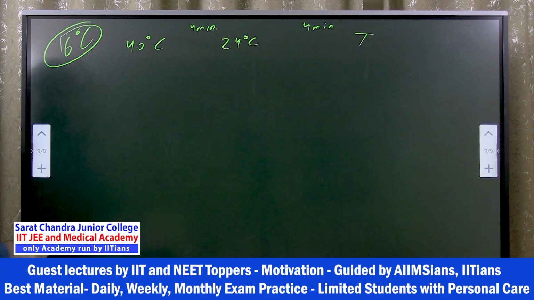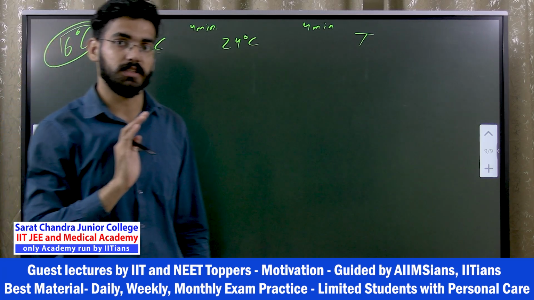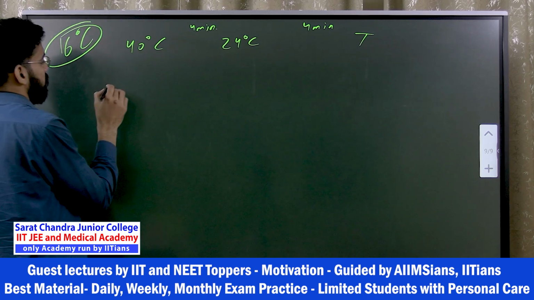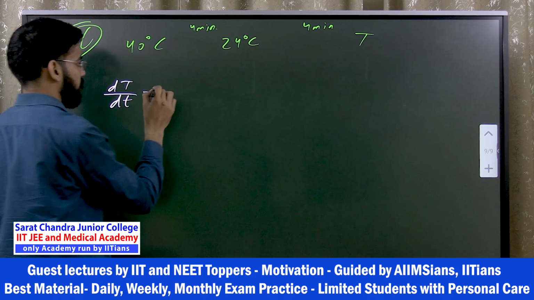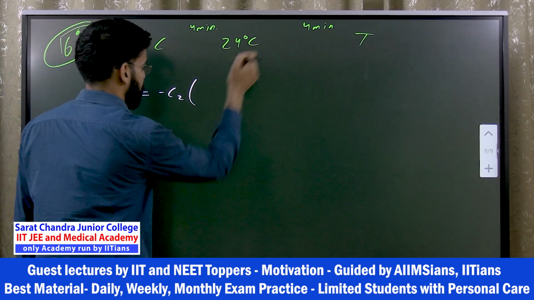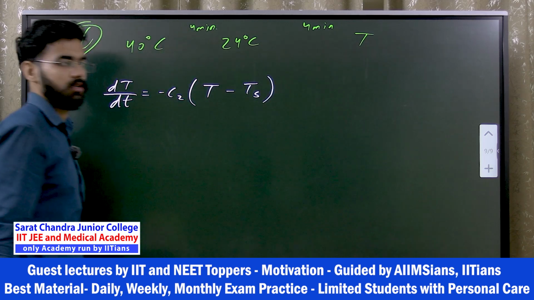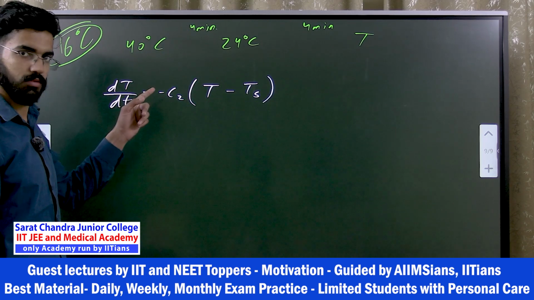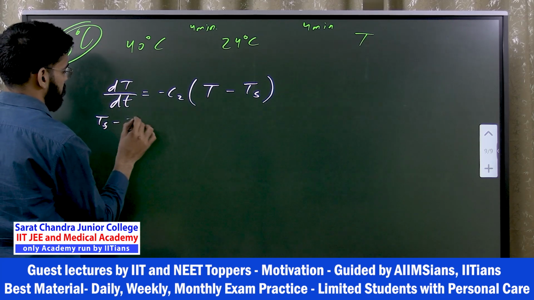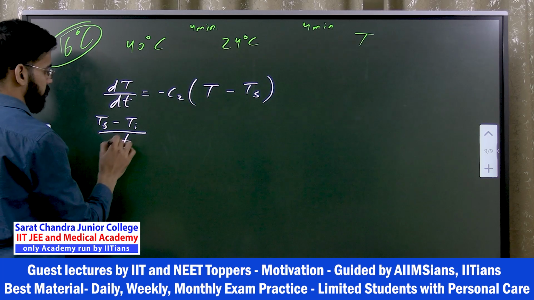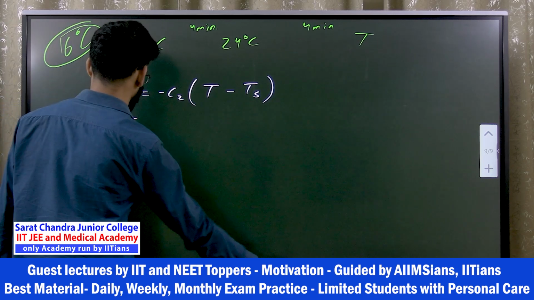So here you apply Newton's law of cooling, the approximated version. The last approximated version we have studied: when you write dT by dt is equal to, if you remember, minus C2 into (T minus Ts), right? But we have approximated this also, if you remember. How did we approximate? We said (T final minus T initial) divided by time, basically delta T by time.